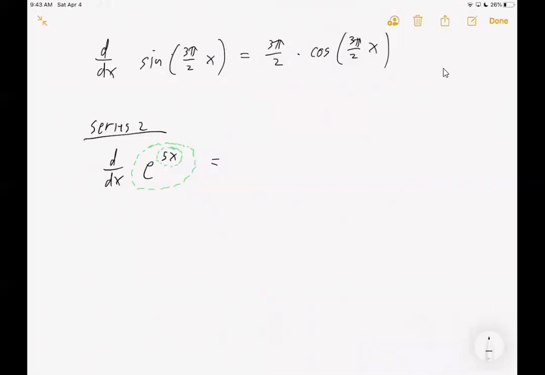So I think, once again, this is easier to go inside out. So the derivative of 5x is 5. The derivative of e to anything is e to the same thing back again. So e to the 5x back again. Right? Just do a couple more of these.